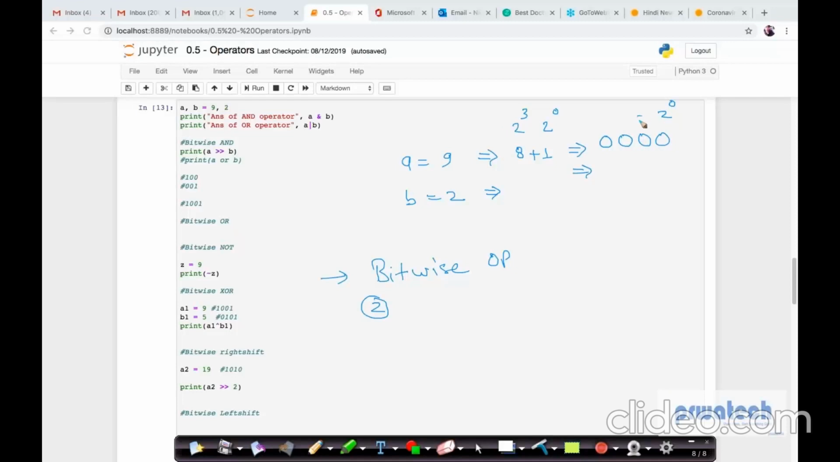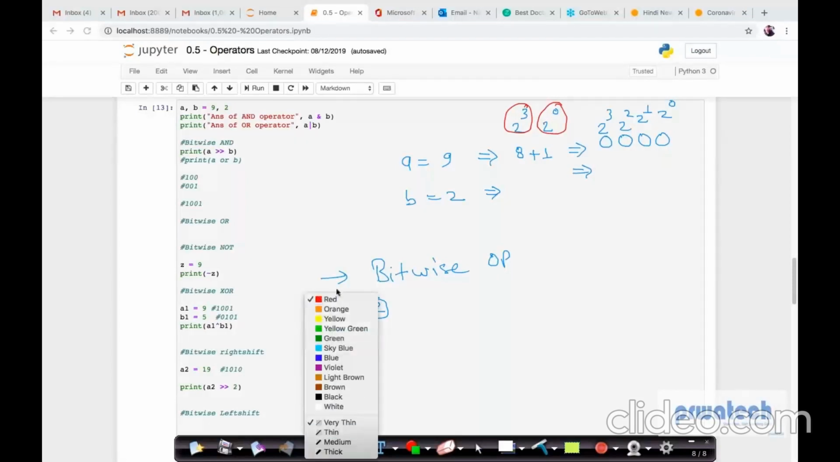This is my to the power 1. This is my to the power 2. And this is my to the power 3, because the maximum is to the power 3. If it is to the power 4, maybe I'm writing one more 0 here. Okay, just placing it. We have got two values, to the power 3 and to the power 0.